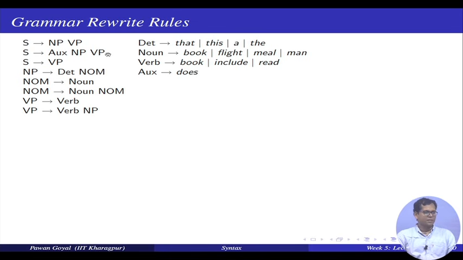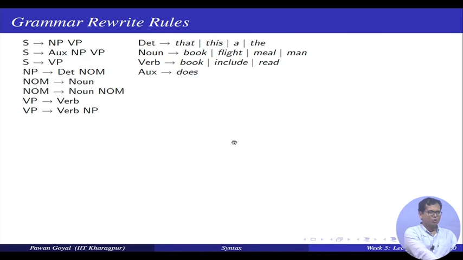So let us take a simple grammar in a CFG formalism. In the grammar it is said that a sentence can be a noun phrase followed by a verb phrase, or an auxiliary followed by a noun phrase followed by a verb phrase, or a single verb phrase. Noun phrase can be a determiner followed by a nominal. Nominal can be a noun, and so on. All the various possibilities are shown here. And similarly, these are all the pre-terminals that give me terminals, the words in my lexicon. So this is one such grammar.